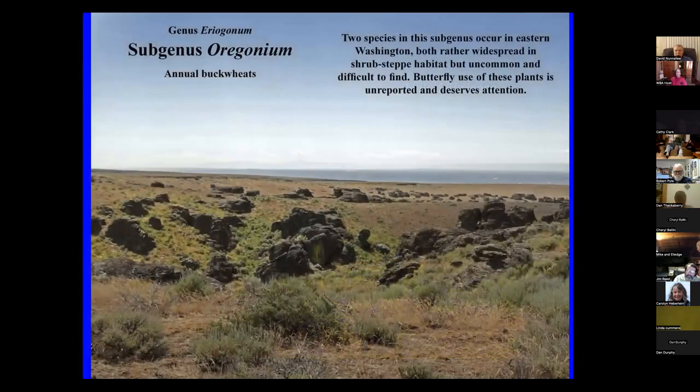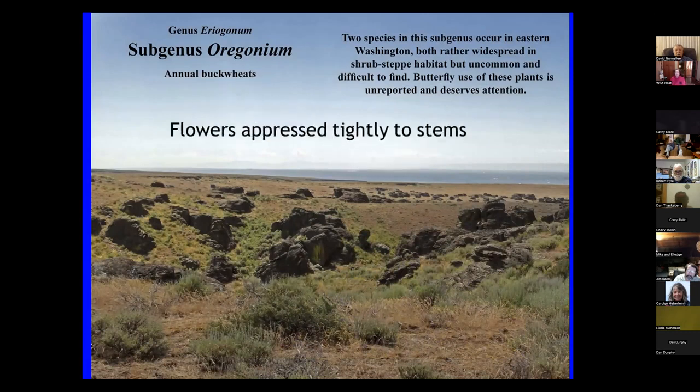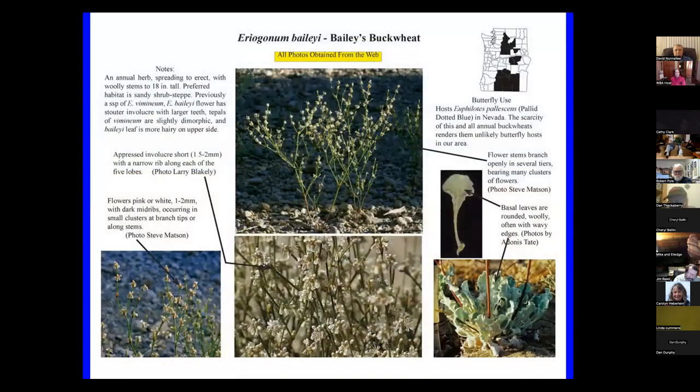Oregonium is our last subgenus, another subgenus of annual buckwheats. And in this subgenus, the flowers are pressed tightly against the stems. They're not pendulous at all. Eriogonum baileyi is one of our two plants that we have in this group.